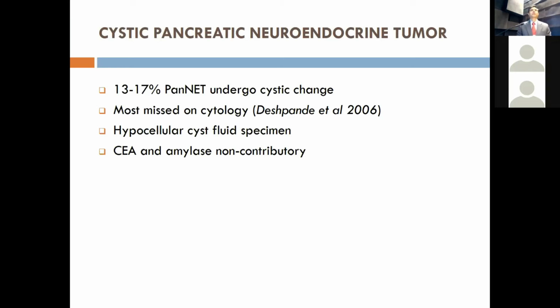And also, whenever you are looking at cystic fluid, keep this in mind, especially if you're seeing round cells, always look for the neuroendocrine features so as not to miss it. So with this, I will end my presentation, and thank you so much.